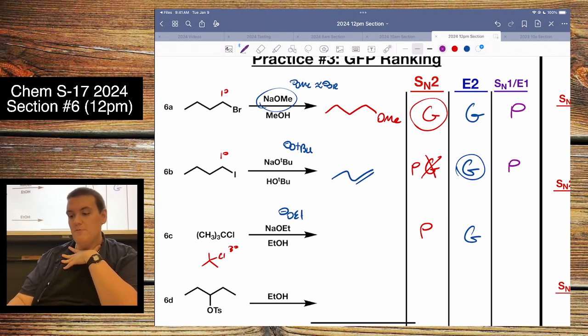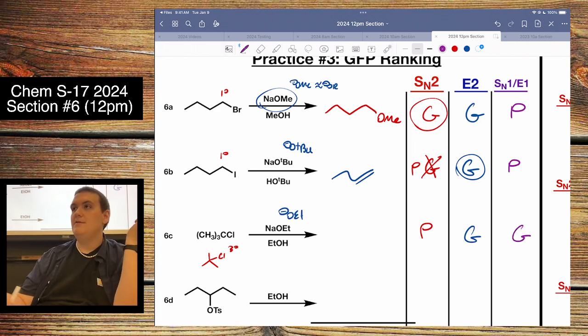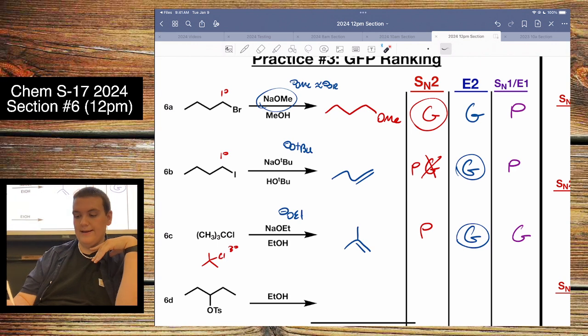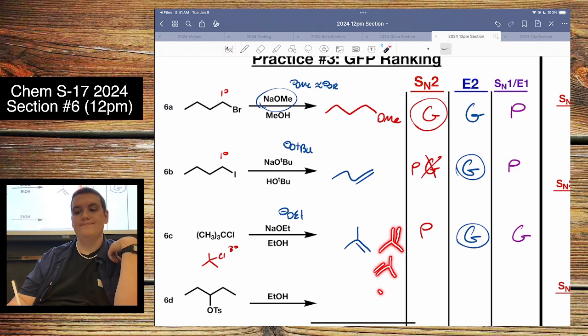And finally, SN1E1, we have tertiary. So are we good, fair, or poor? Good. Okay, we have a tie between E2 and SN1E1. Who wins? E2, just because it's faster. So our product is our elimination product. And if you drew it like this, that is the exact same molecule. Same if you drew it like this. They are just all rotations.